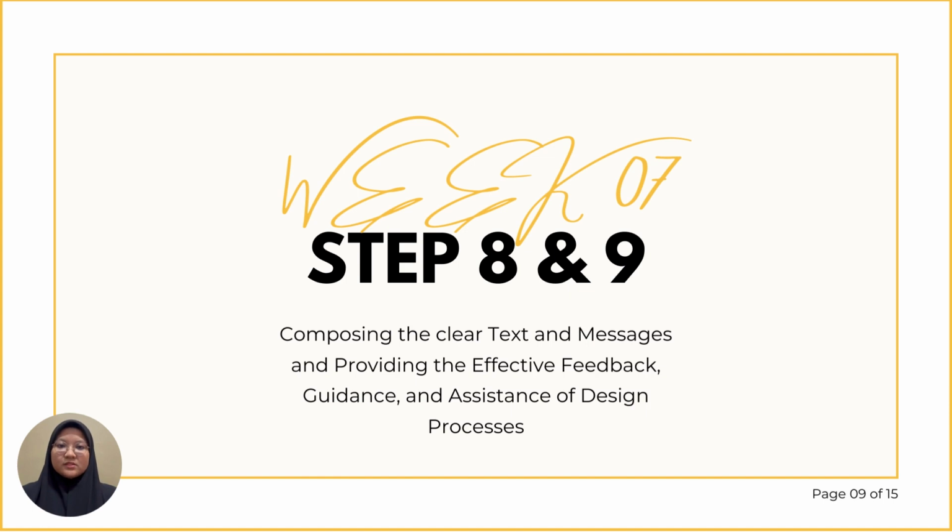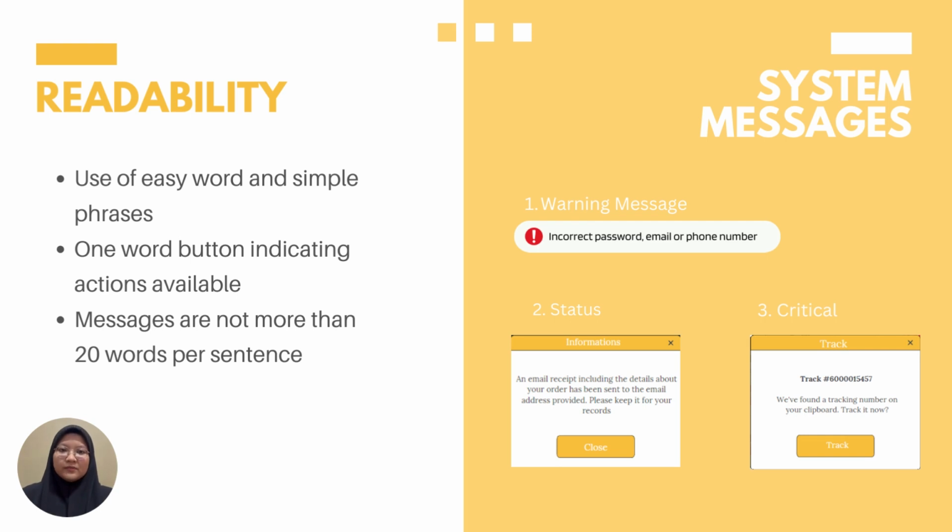Week 7 focuses on composing clear text and messages as well as guidance and assistance. To ensure high readability when using the app, we have used easier and simpler words that are easy to read and understand. Most buttons consist of one word to indicate a simple action. Each message is not more than 20 words per sentence for easy reading.